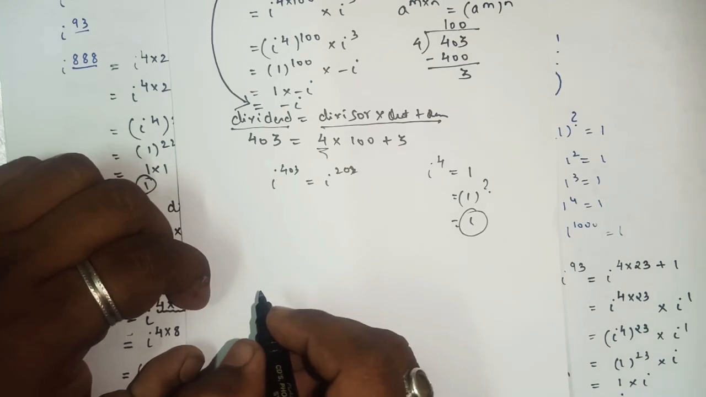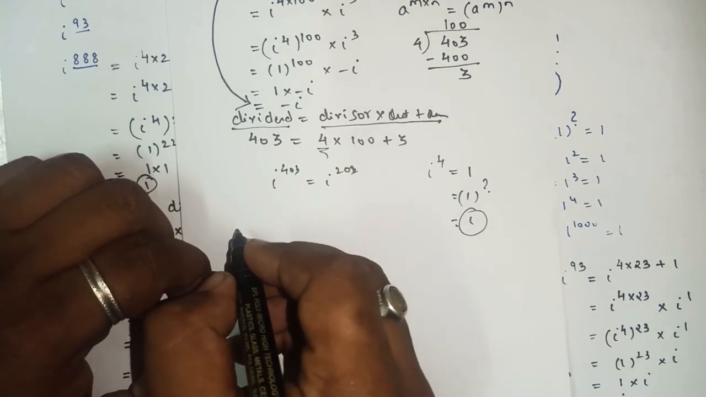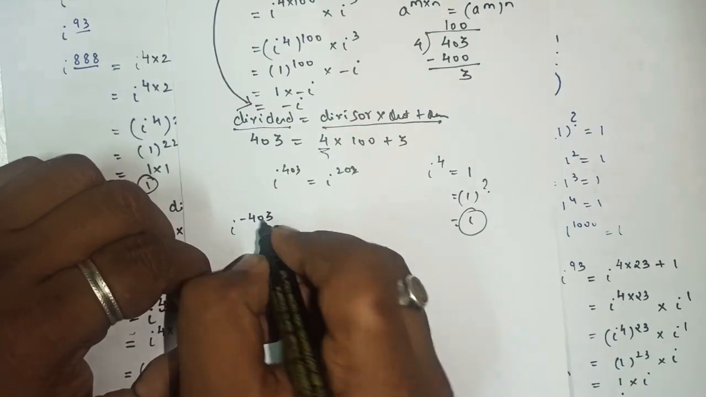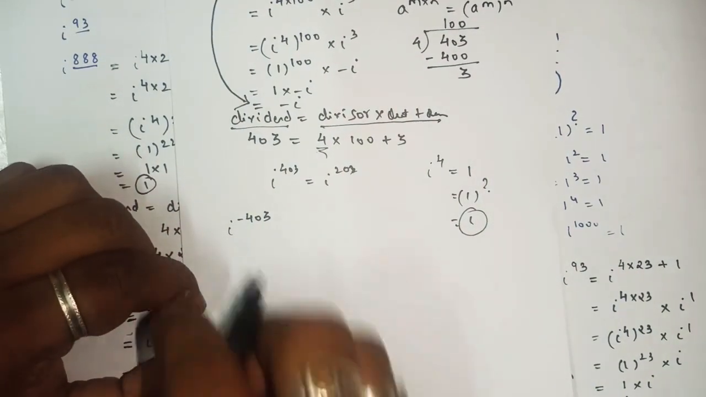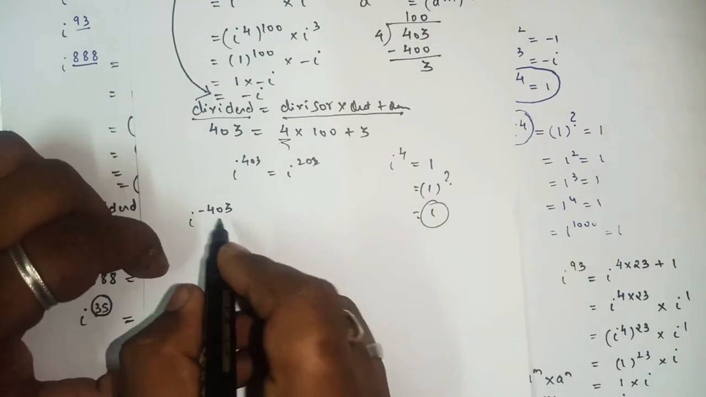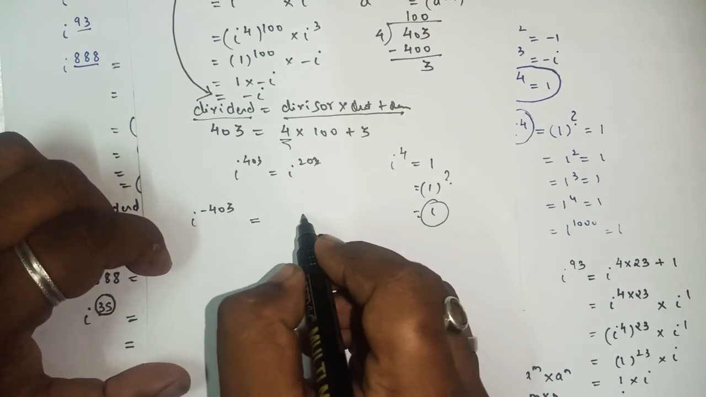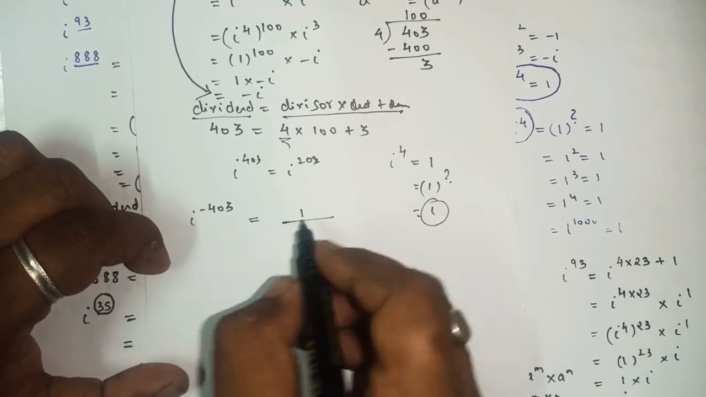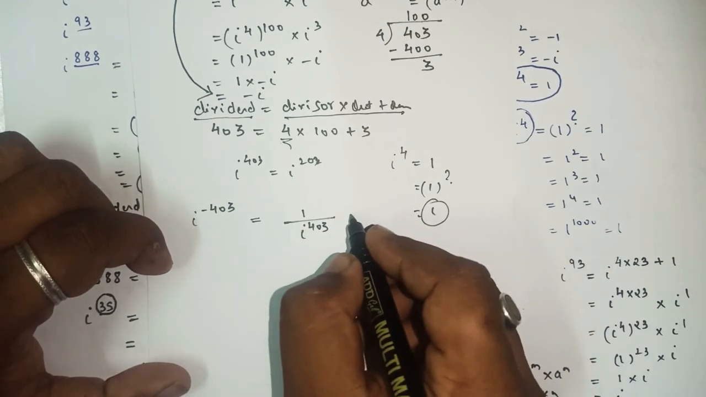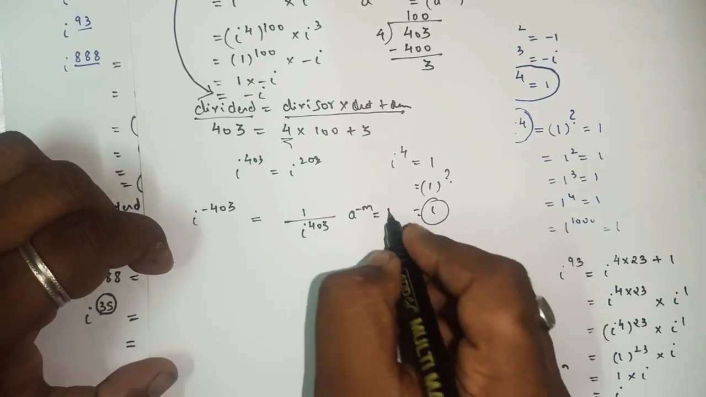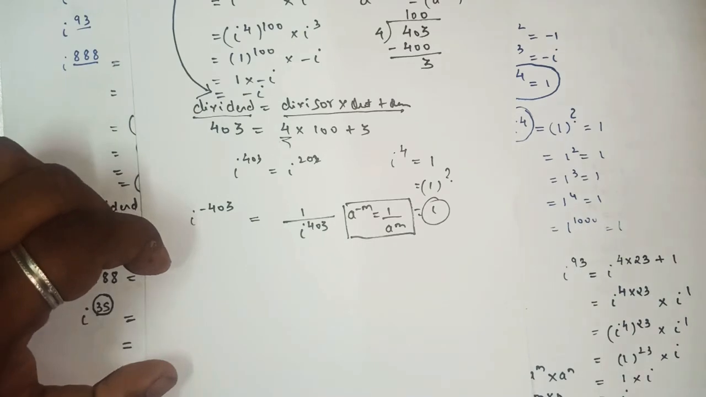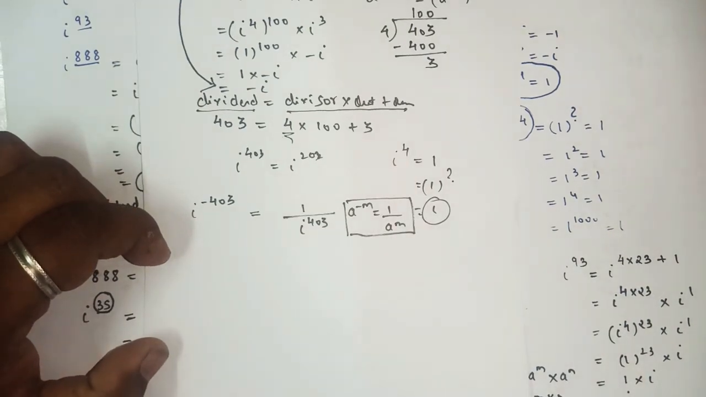Okay, so now we'll take one more sum. Suppose here i raised to minus 403 is there. So now what will you do? Whenever the power is negative, first we make the power positive. So we'll write this as 1 upon i raised to 403, using the formula a raised to minus m equals 1 upon a raised to m. Always make the power positive using the formula.